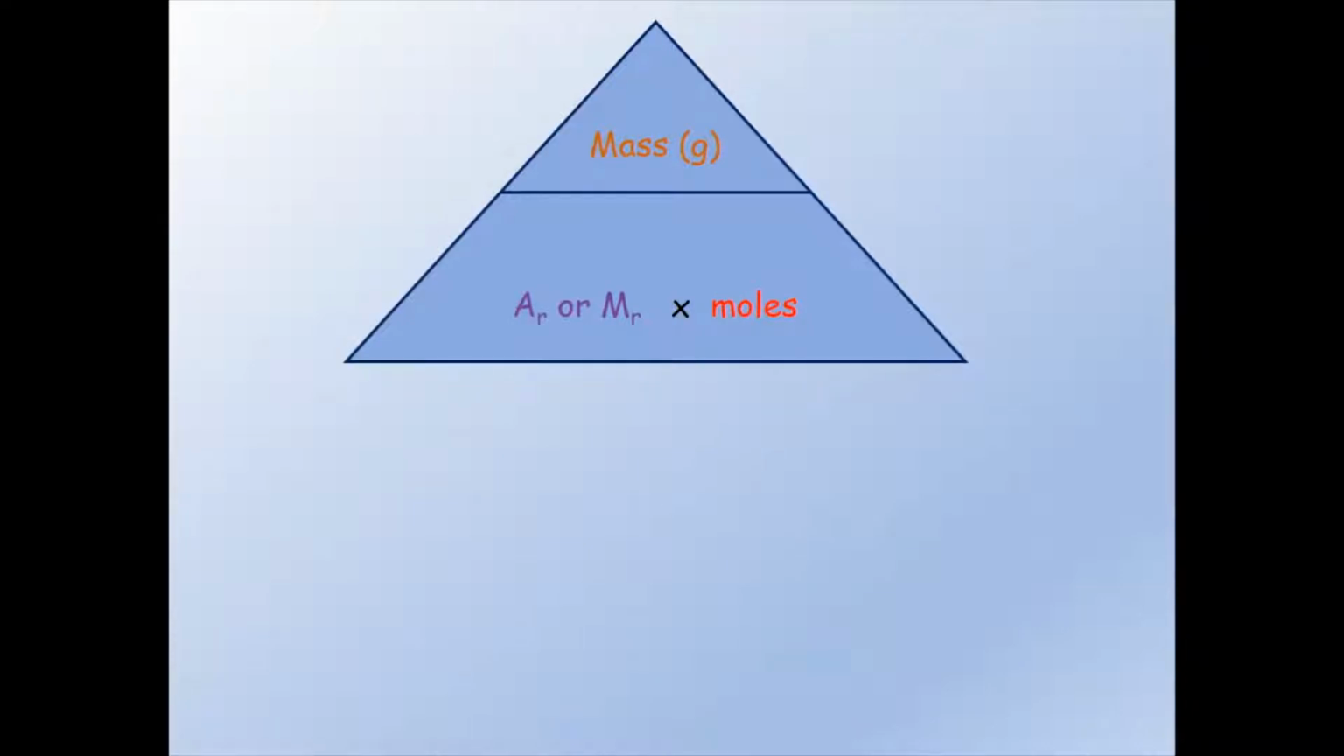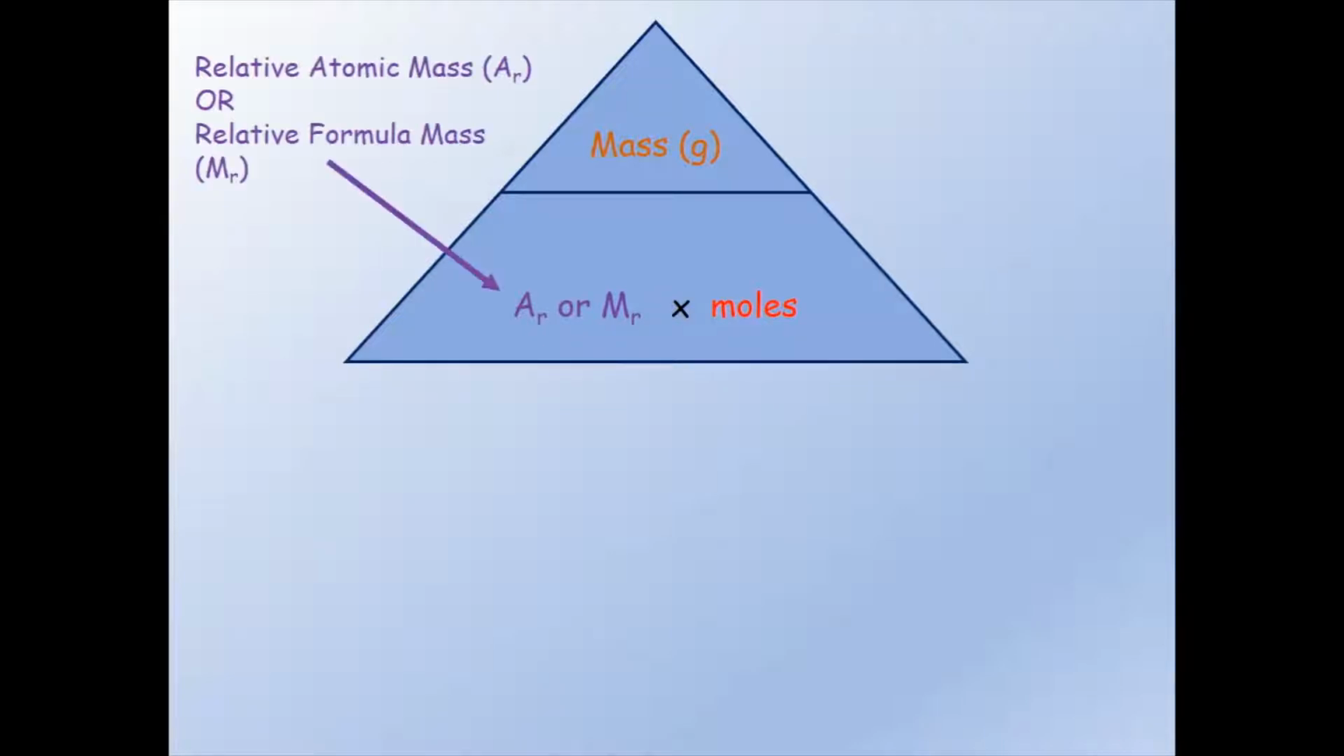This is the formula triangle that we need to use when we do calculations with moles. We have the mass at the top, and then we have Ar or Mr times moles at the bottom. Now, Ar is the relative atomic mass and Mr is the relative formula mass. And you will have to decide which one to use depending on what you are given in the question.